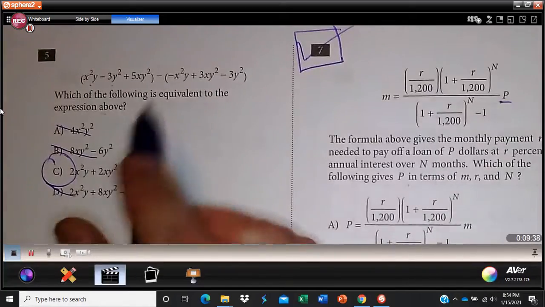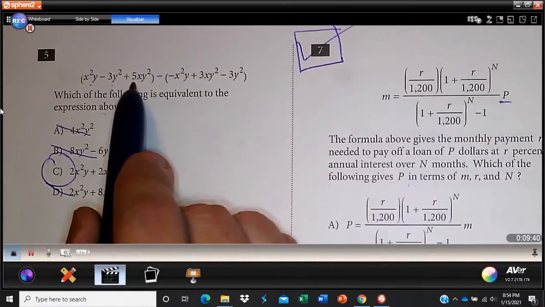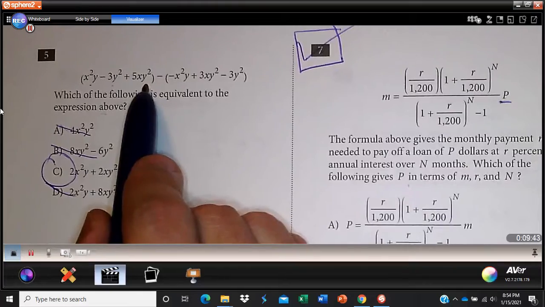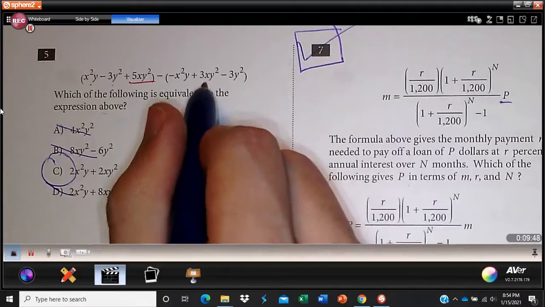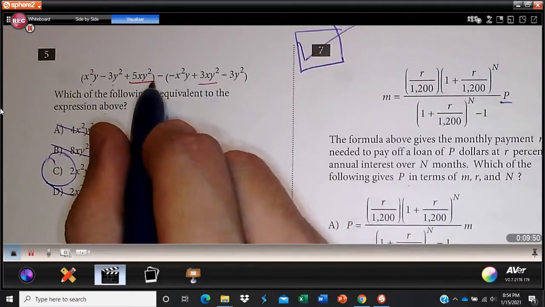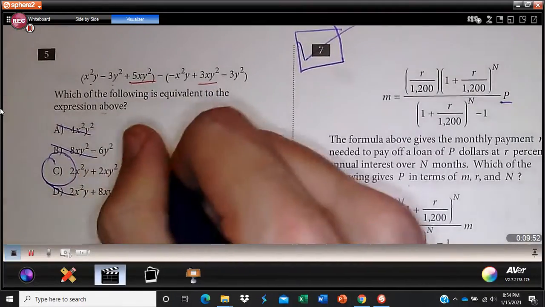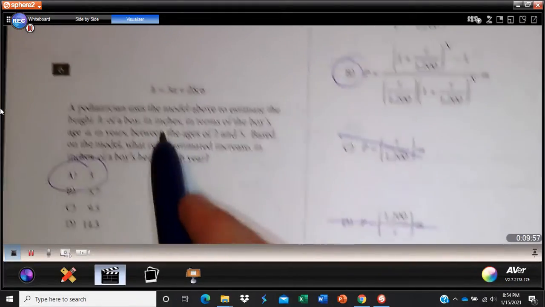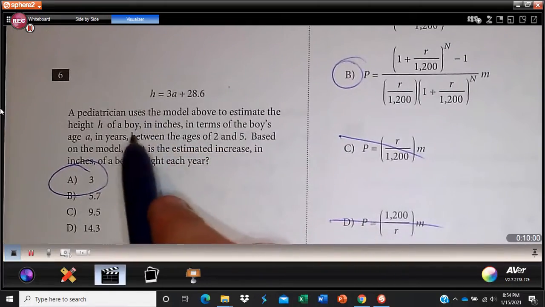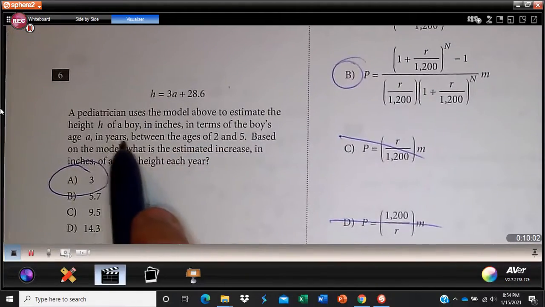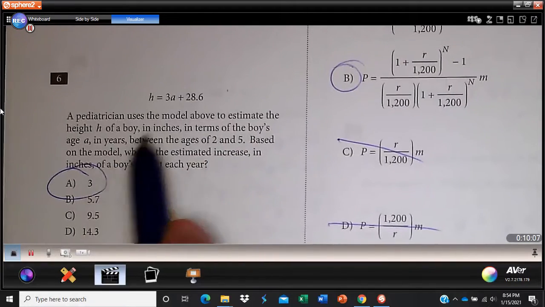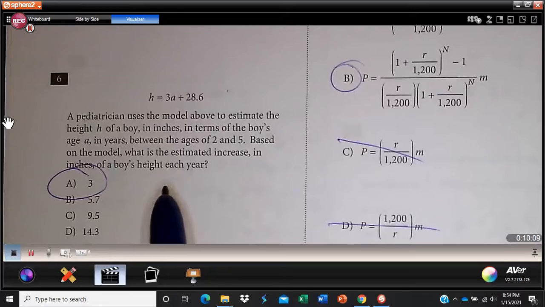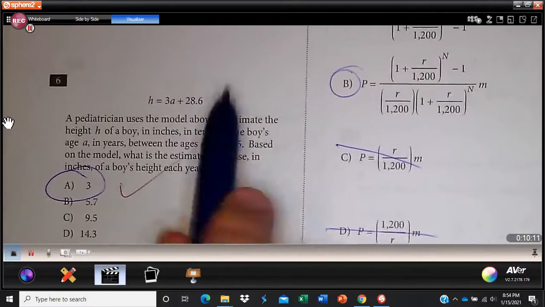5, I might just double check this one by looking at the only one I didn't look at before. So 5xy squared, and then 3xy squared, so that's 2xy squared, which double confirms my answer selection. A pediatrician uses the model above to estimate the height in terms of the age, between ages 2 and 5. Based on the model, what's the estimated increase each year? So that is definitely slope. So yeah, okay.